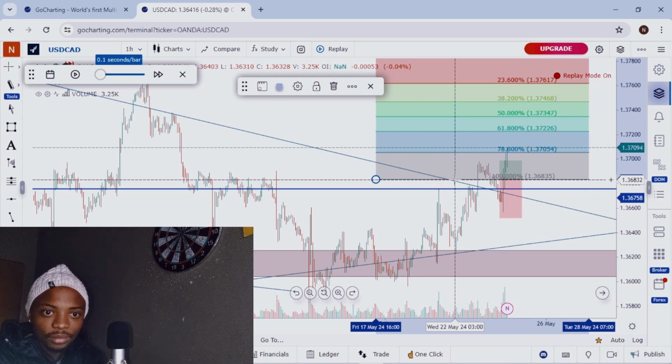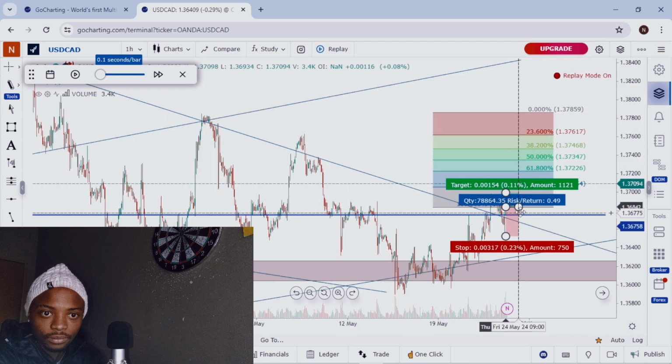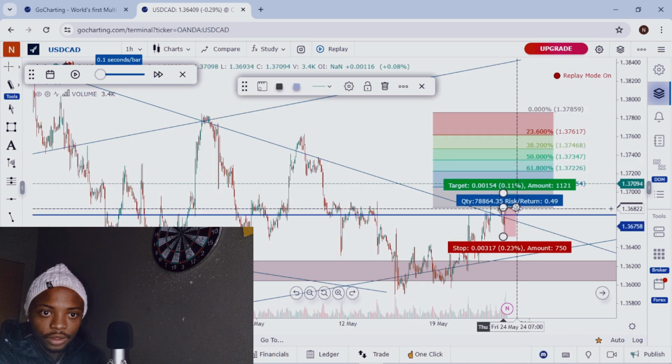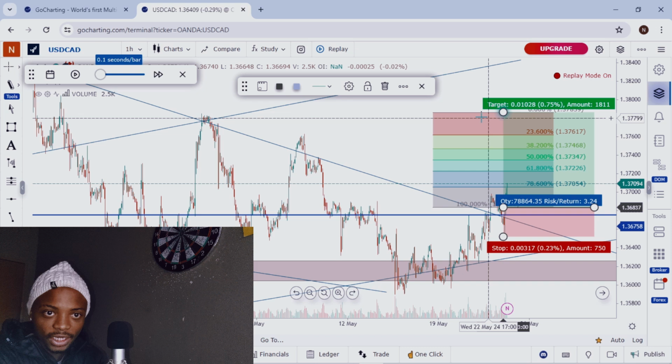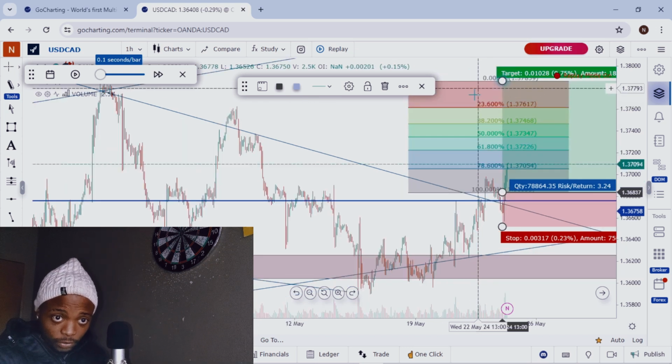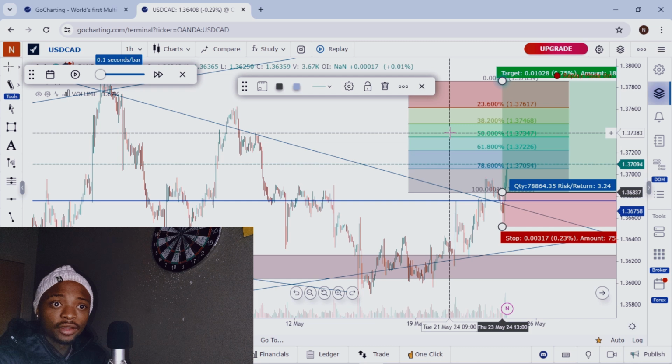So what this now means is that our take profit is going to be at the end of the Fibonacci. So we use the Fibonacci as a measuring instrument. Cool. So let's see how the trade would have played out.